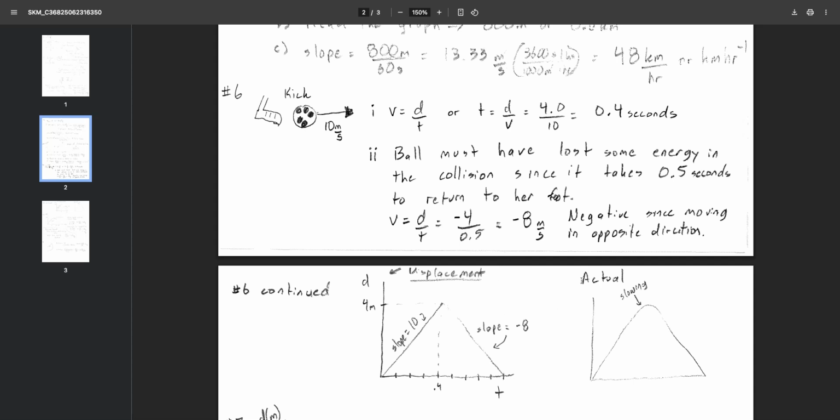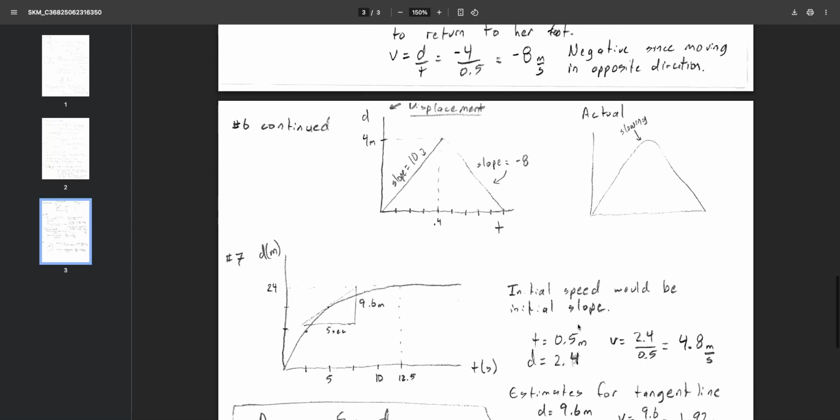And I did want to show the actual. So I did a point where it collides with the wall. There is an acceleration there. And so this displacement or distance time graph would both have a curved portion in here as it changes directions and changes speeds. So just thought I'd point that out.